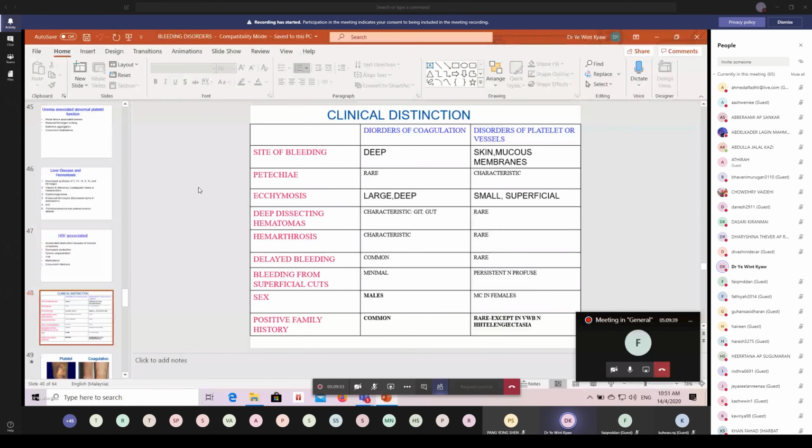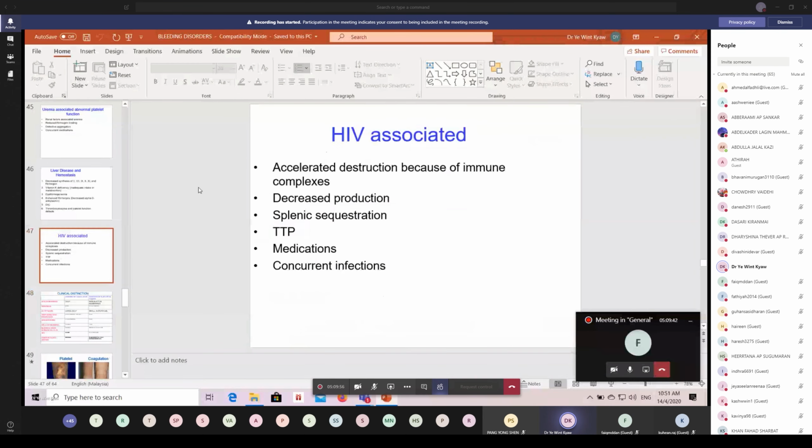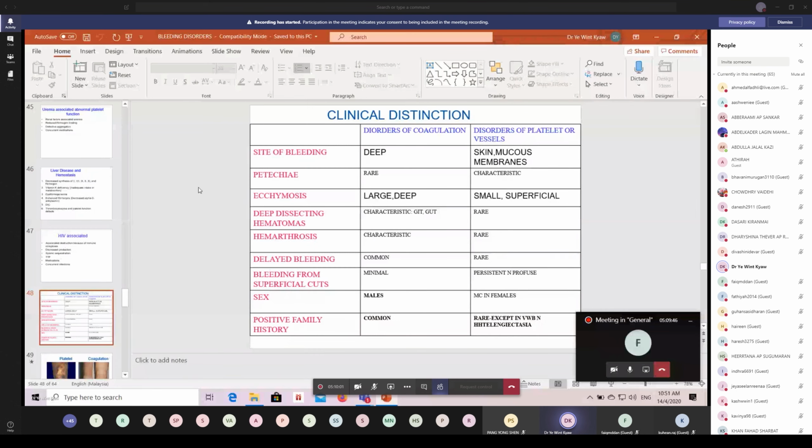So this is the difference between platelet disorder and coagulation disorder. Here are the characteristics, ecchymosis. Yes, you need to know the characteristic features. Because if you see this feature, you should suspect coagulation disorder. Hemarthrosis is very rare in platelet disorder.